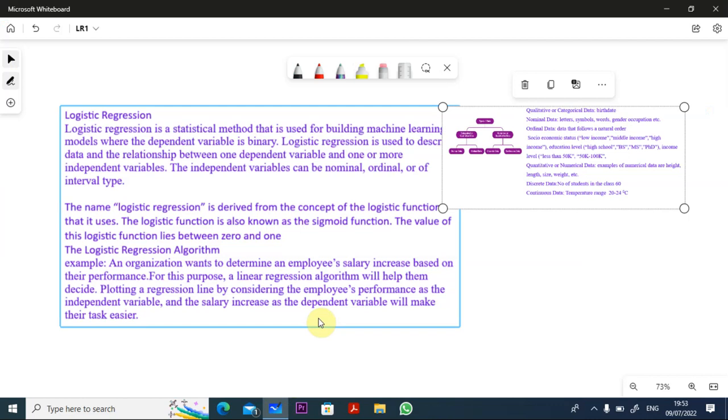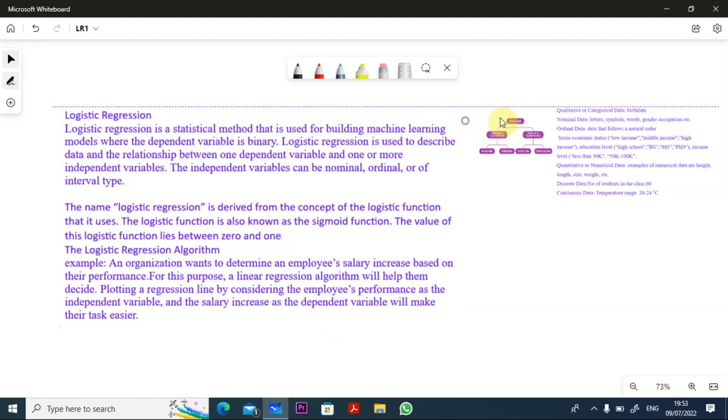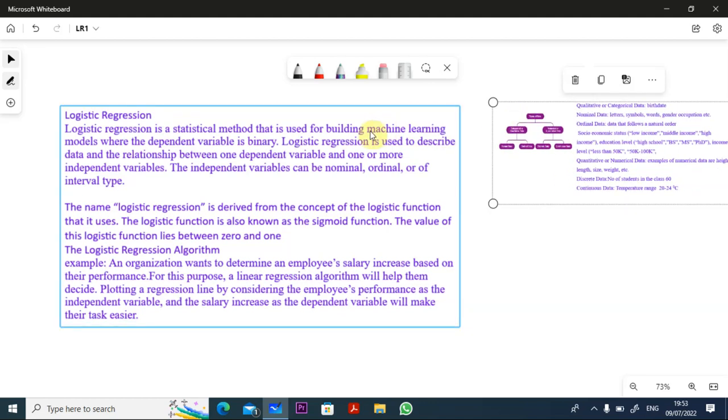You have seen the various machine learning algorithms. In this series, the first algorithm we completed was the naive Bayes algorithm. This is the second one, which we call logistic regression. Even though the name is regression, it is a classification algorithm.